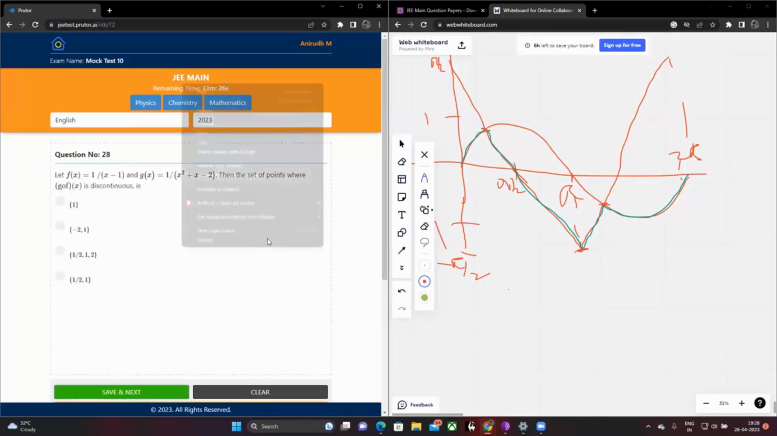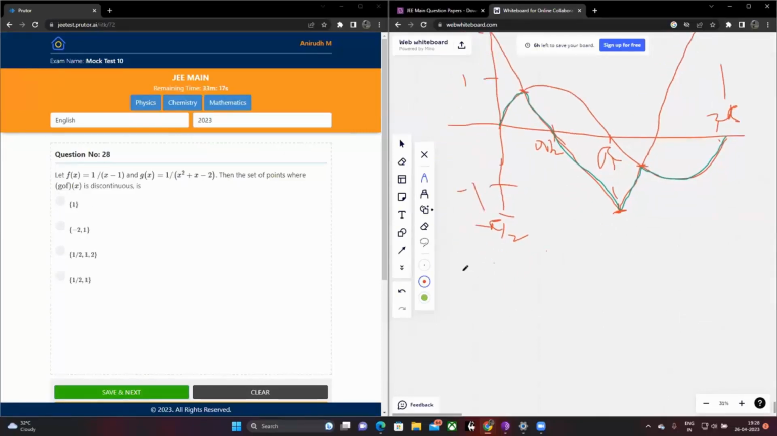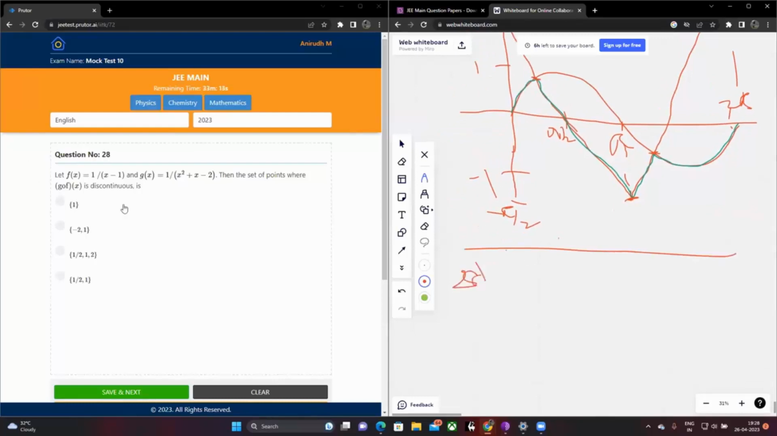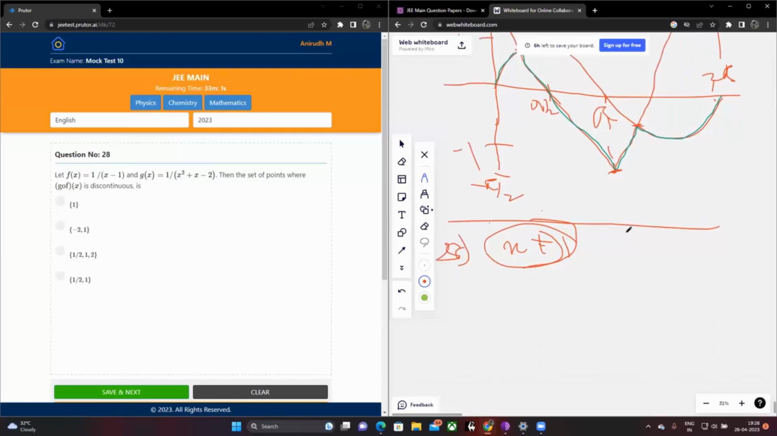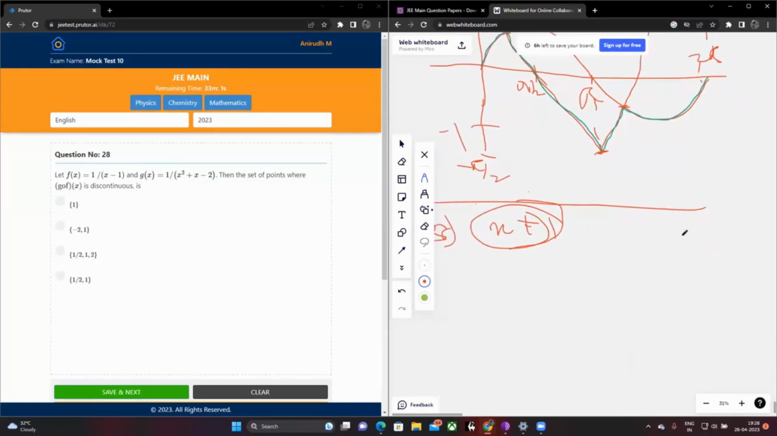That's 0, 3. 28. 1 by x minus 1, 1 by x square plus x minus 2. The set of points where g of f is discontinuous is basically, here you have to take care to know that g of f is discontinuous when f is also discontinuous, right? So x cannot be equal to 1. That's the first thing you have to note. Right? x cannot be equal to 1. 1 is already a point of discontinuity. Nobody cares about g(x), but f(x) is something you care about because it's defined as g of f of x.